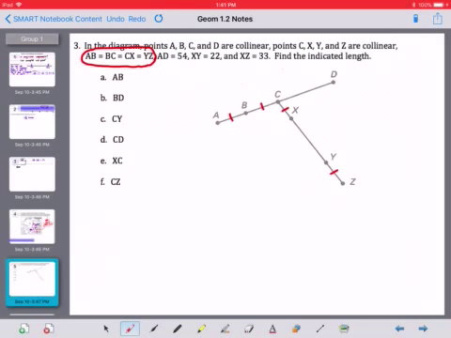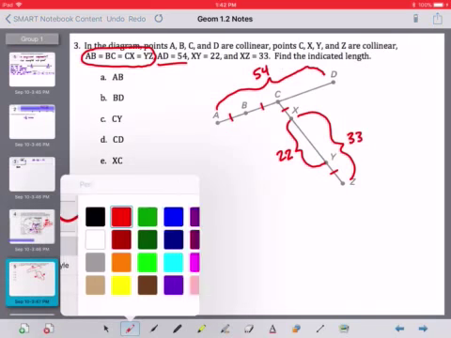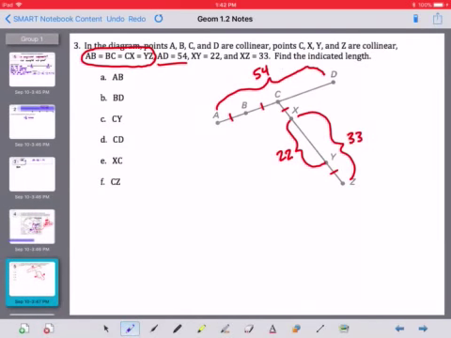They give us some more information. They tell us that AD, this whole segment on the top here, is 54. XY, from here to here, is 22. And XZ is 33. So that's all the given information. Now, I like to do this. I like to fill out the entire diagram before I go and answer these 6 questions here.